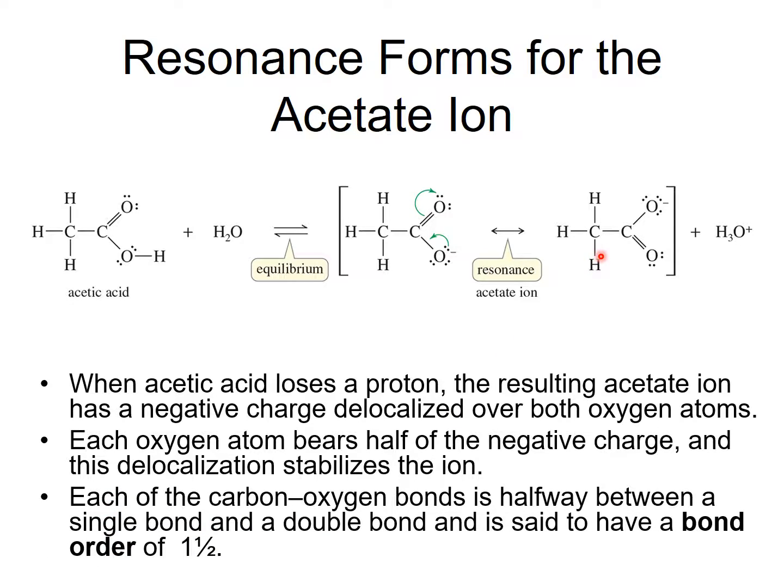So in this case, each of the carbon-oxygen bonds is halfway between a single and a double bond. So these are all bond order 1.5 for each of the carbon-oxygen bonds, because it has half of a bond between the two oxygens.